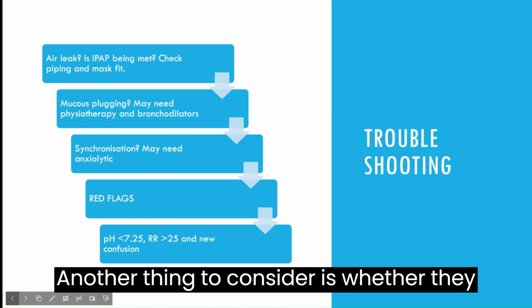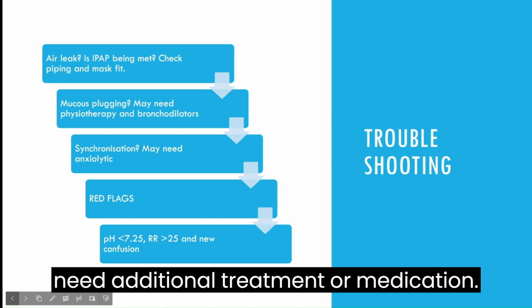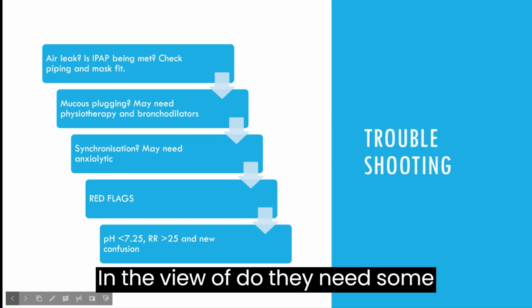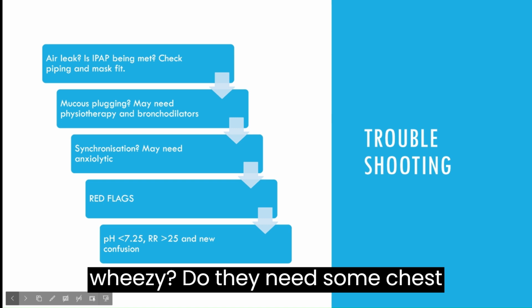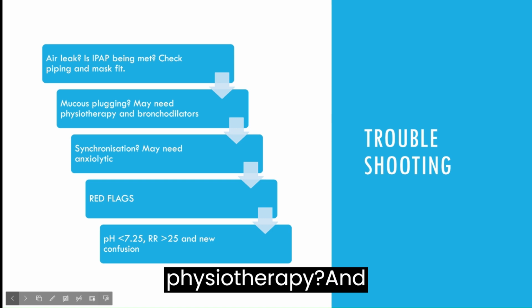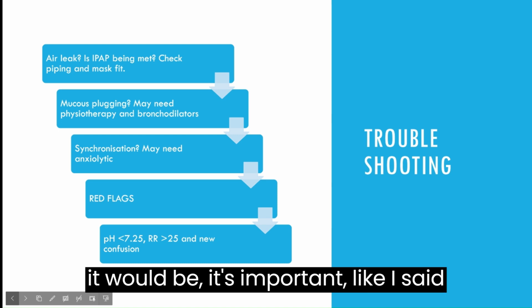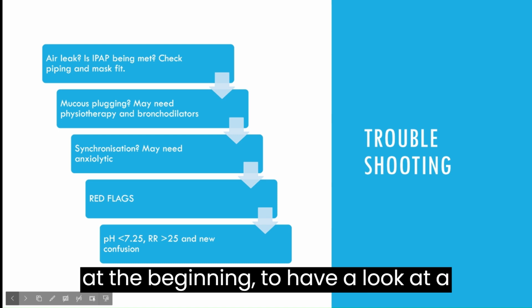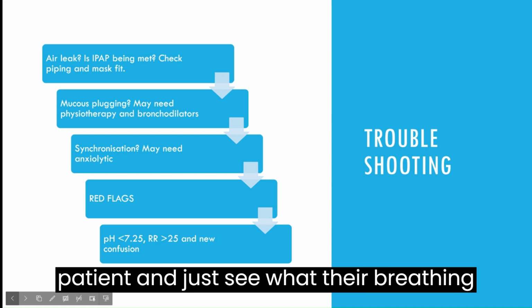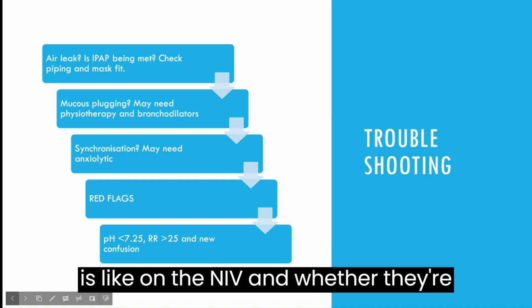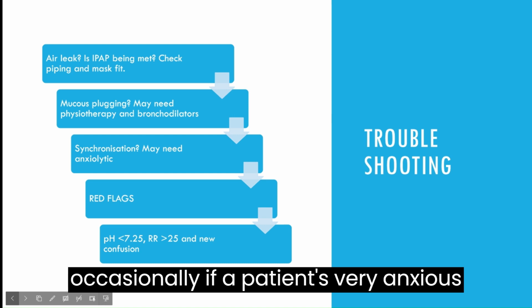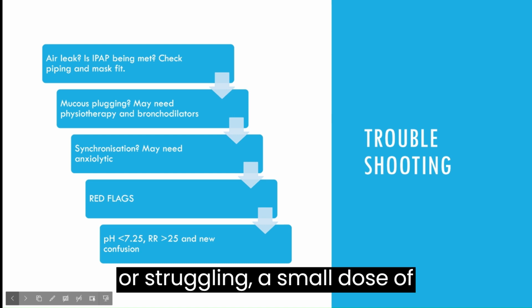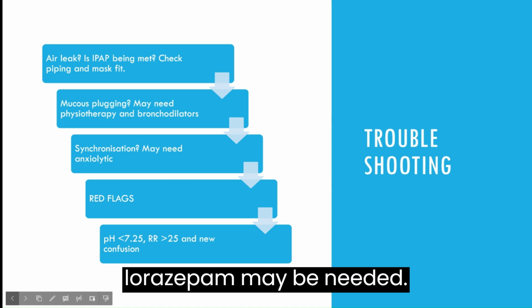Another thing to consider is whether they need additional treatment and medication. Do they need some bronchodilators? Are they still very wheezy? Do they need some chest physiotherapy? And it's important, like I said at the beginning, to have a look at the patient and see what their breathing's like on the NIV and whether they're synchronizing well with the machine. Occasionally, if a patient's very anxious or struggling, a small dose of lorazepam may be needed.